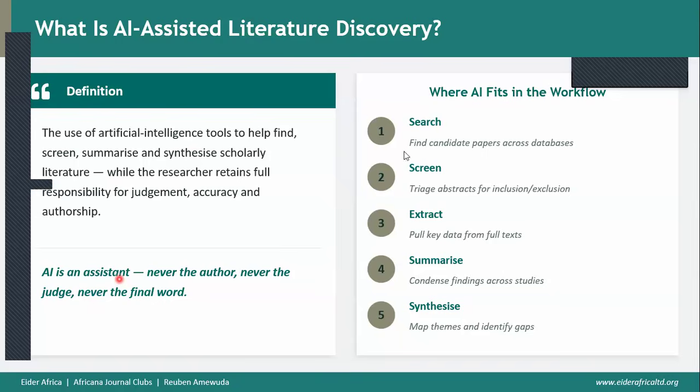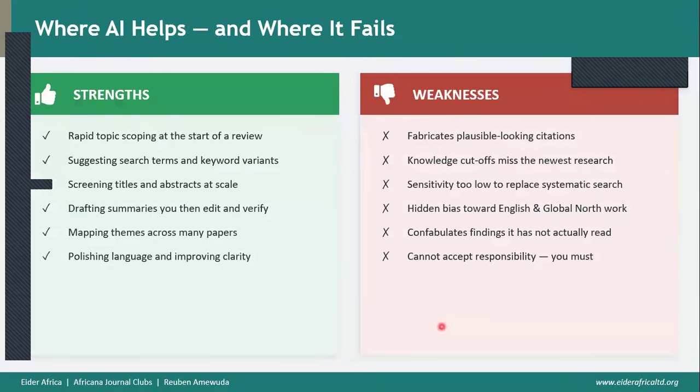So in simple terms, you should use AI to research literature. You can use AI to screen, using the inclusion and exclusion criteria. When we are doing systematic reviews, we explain what inclusion and exclusion are in detail. Then you can extract data from research papers, summarize a full research paper, and synthesize or map themes and identify gaps in the literature.